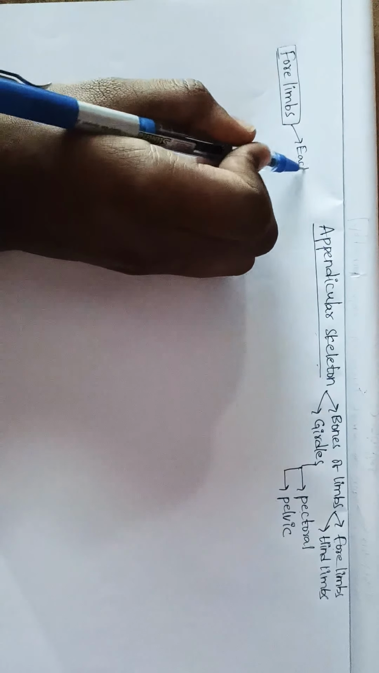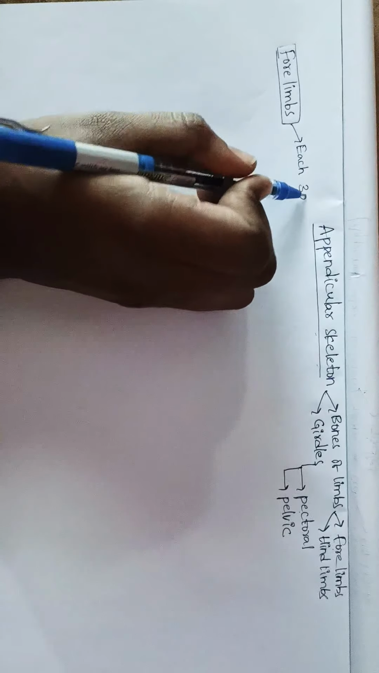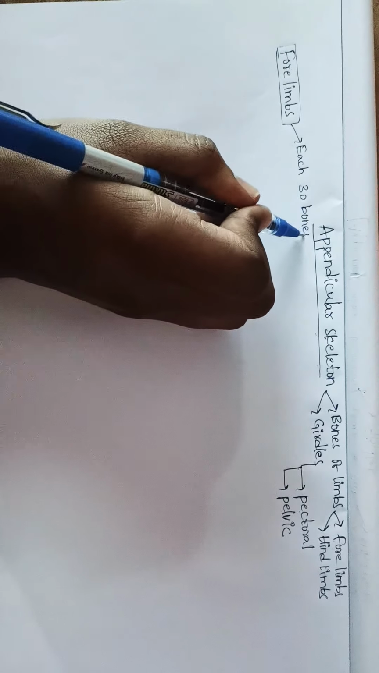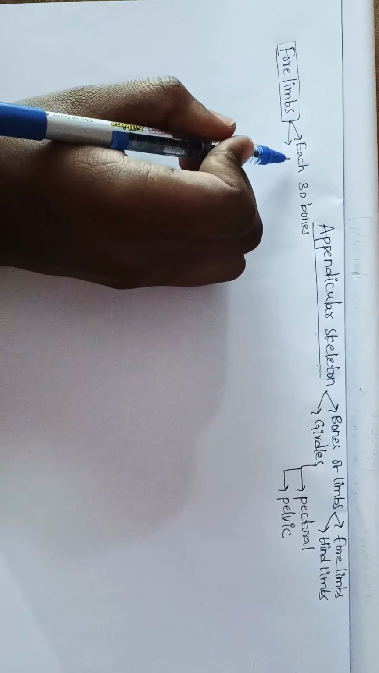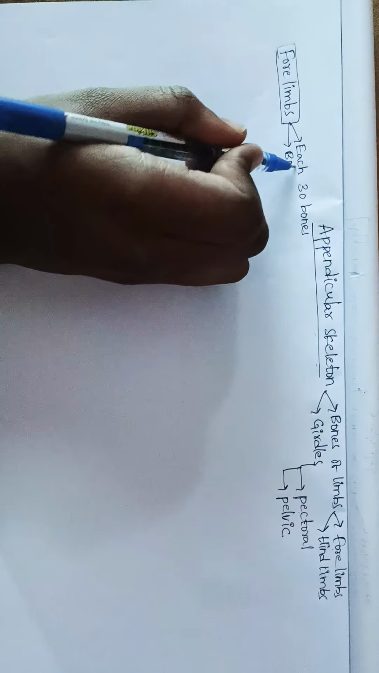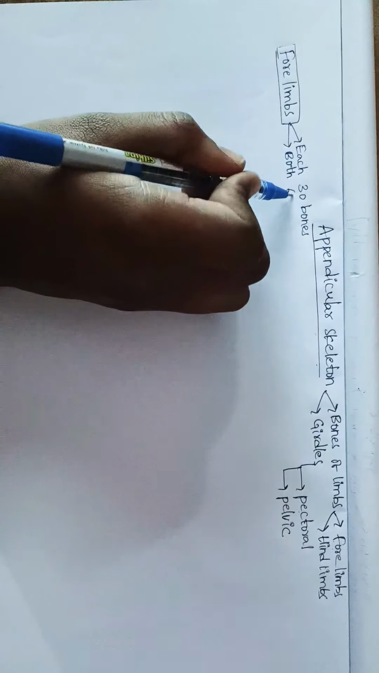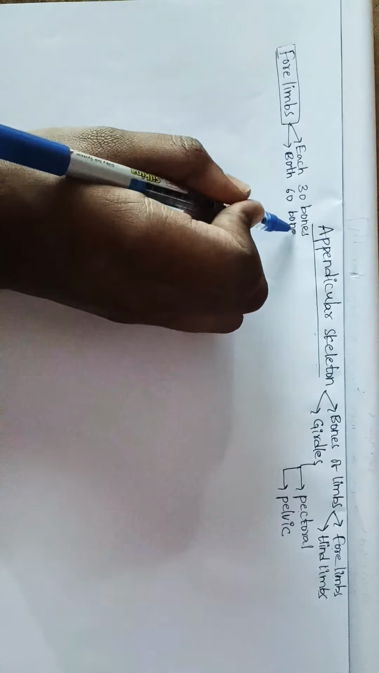First, forelimbs. Forelimbs are also called hands. Each forelimb consists of 30 bones. So both forelimbs contain 60 bones.